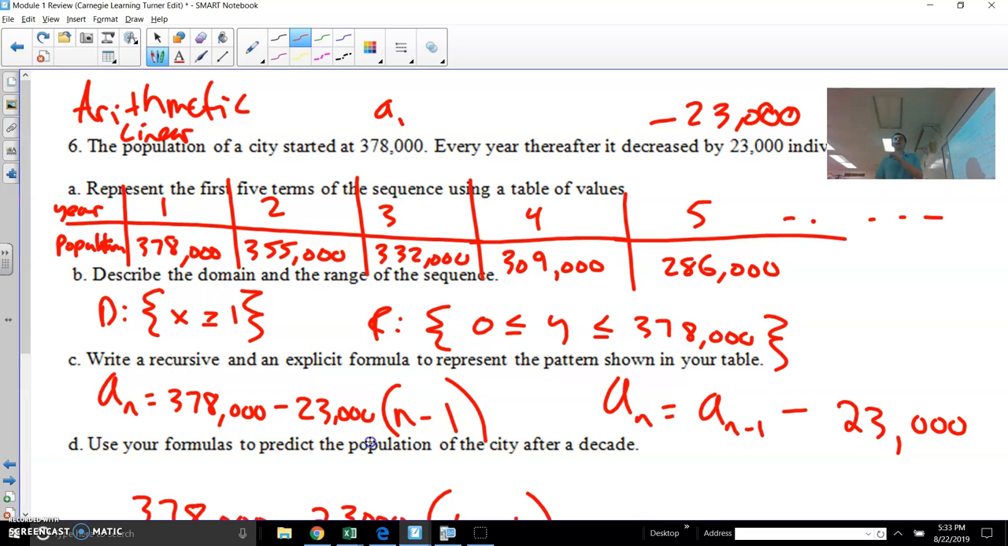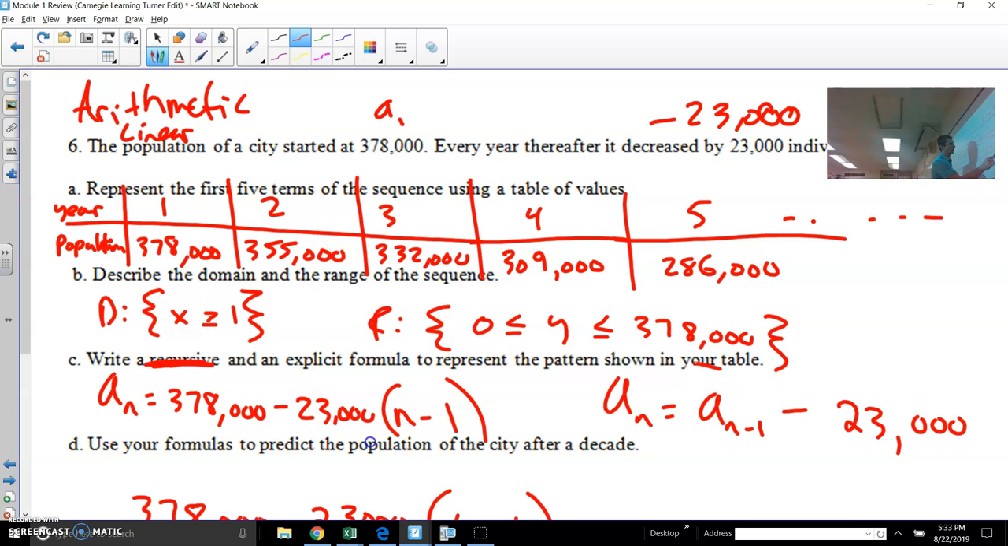bigger. And then for the range, basically because it's going down, I thought, well, population can't be negative. So basically, it's all values between 0 and 378,000. That represents the potential population being where it started, and as it decreases, one day it'll be nothing. So I would definitely look over your recursive and explicit. I'll do the recursive first.